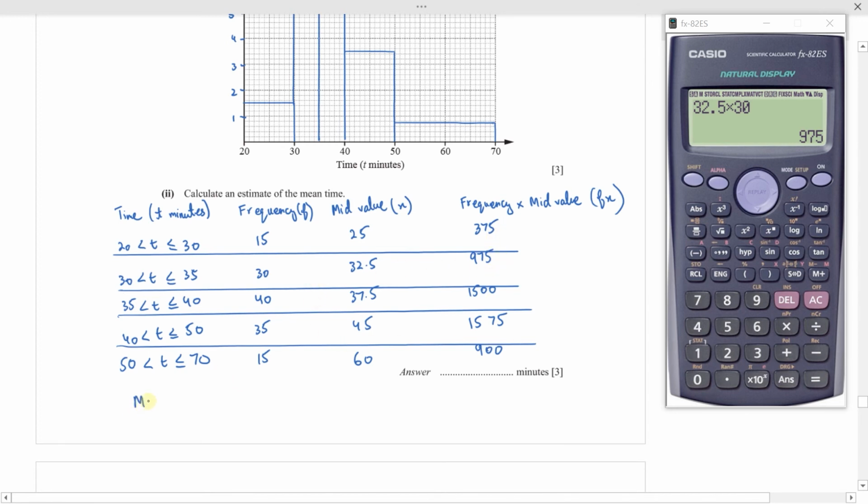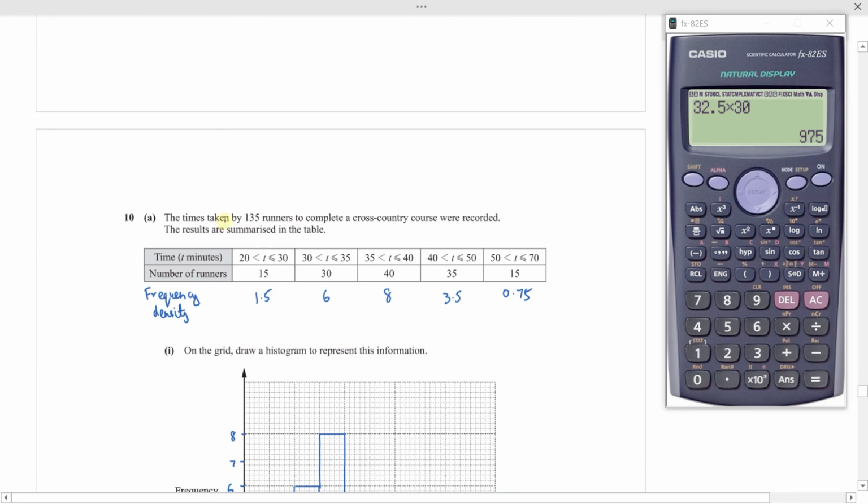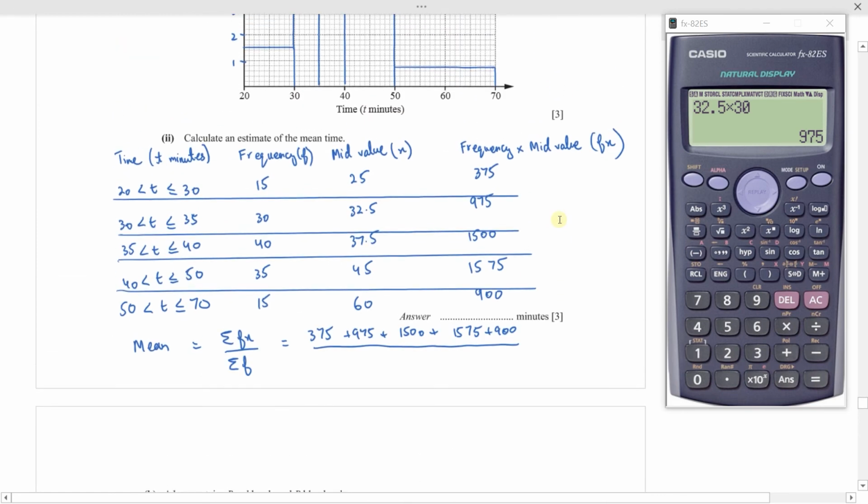So now your mean is sigma fx divided by sigma f. So basically the sum of all these products. So let me write these down. This will be 375 plus 975 plus 1500 plus 1575 plus 900, divided by the sum of all the frequencies. So 15 plus 30 plus 40 plus 35 plus 15. You're already given that the total number of runners is 135, so you don't need to calculate the sum. You already know that this is 135.